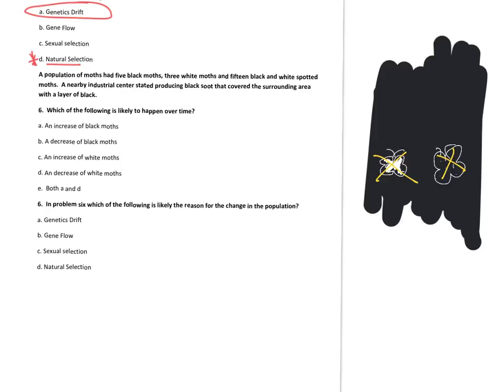So when we're talking about this, which one happens over time? Do the black moths increase in number? Yes, they do. A decrease of the black moths? No, that doesn't make sense. You just said it increased. Increase of the white moths? No, that doesn't make sense. They're dying. A decrease in the white moths? Yes. So if both A and D are right, then E is the answer. I should have read the whole question. That's the problem. I didn't read the whole question.